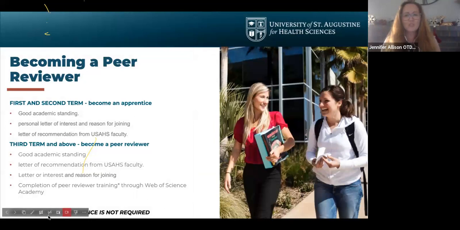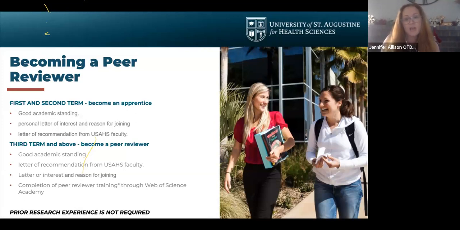So there are 2 stages to becoming a peer reviewer. In first and second term, what we want from you is that you're learning what occupational therapy is, and really learning the domain and process of occupational therapy. We want you to understand that as an anchor before you start peer reviewing articles on occupational therapy. So typically in first and second term, we would like you to become an apprentice if you're interested.